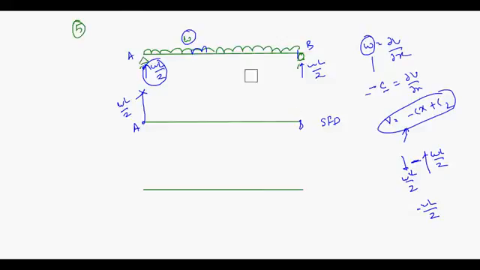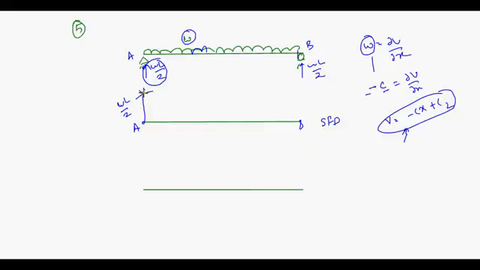Let me explain this more clearly. See, what I am telling here is, now your shear force diagram, you are saying it is a straight line with negative slope. Now that straight line can go like this, it can go like this, it can go like this.